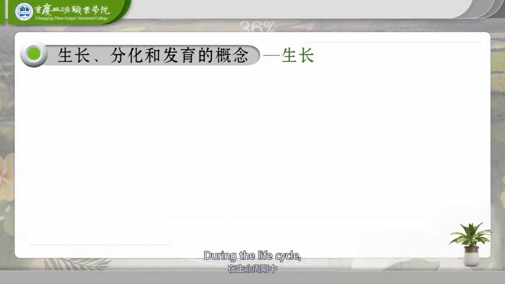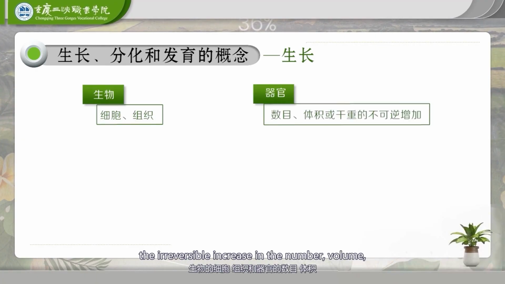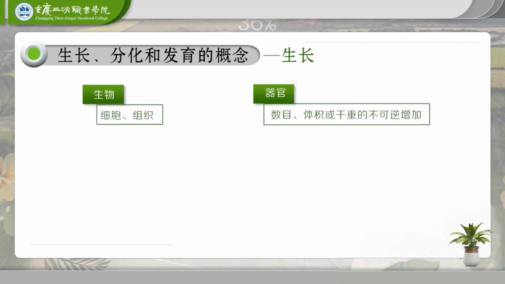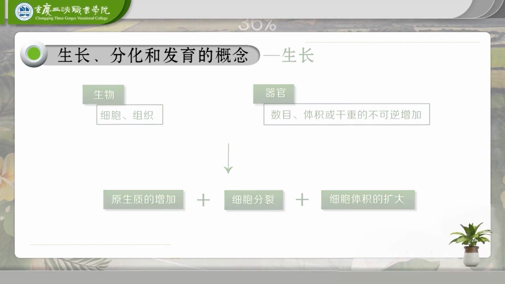1. Growth. During the life cycle, the irreversible increase in the number, volume, or dry weight of an organism's cells, tissues, or organs is called growth. It is achieved through the increase of protoplasm, cell division, and cell expansion.